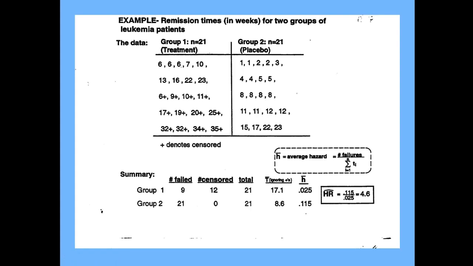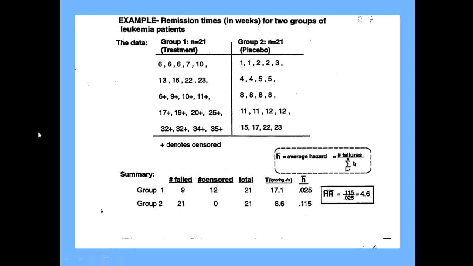We really don't know whether they went out of remission at 6 weeks. All we know is they were in remission through 6 weeks, but after that, we don't know what happened to them. And when that happens, we call that kind of data censored data, because the true results on them, we don't really know. So it's censored data.